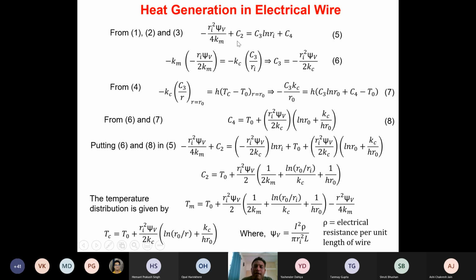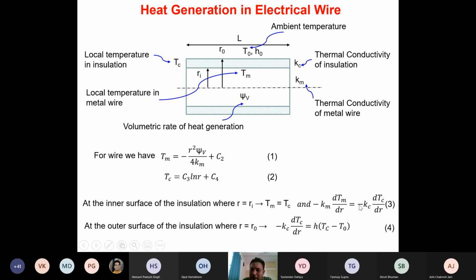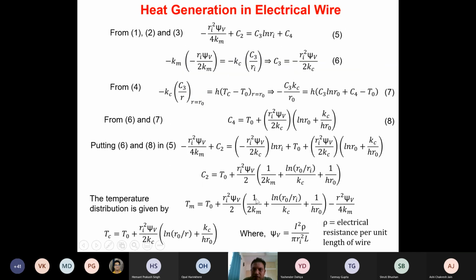So from 1, 2 and 3 again, at R equals Ri, since we are assuming that Tm equals Tc, this becomes Ri square, this becomes C3 ln R, and this should be equal. So this particular factor is equated to the second factor. That is what is being done here.